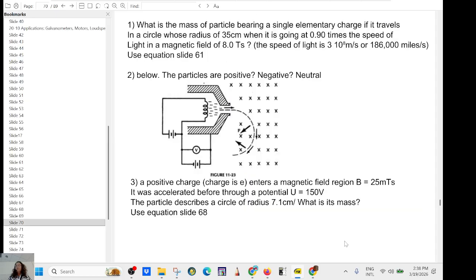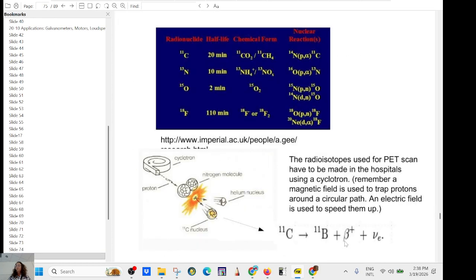No, because it's positron. They're not around. Yeah, you have to make it. You have to make it through radioactivity. It's radioactive decay. And you make it in hospitals, for example.